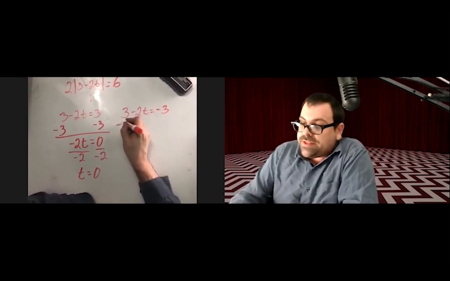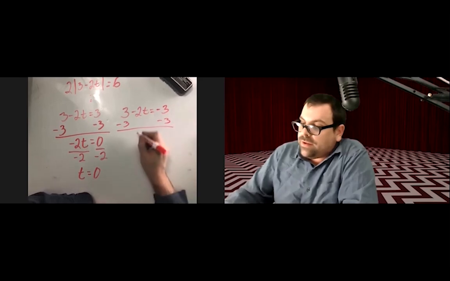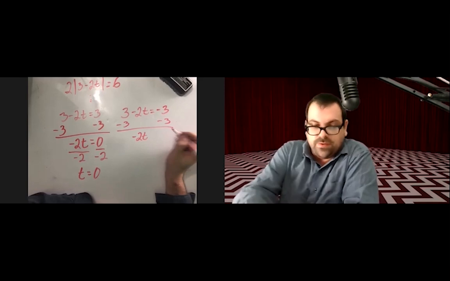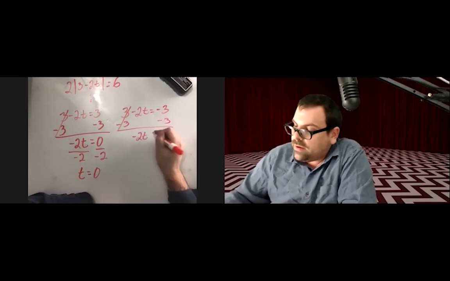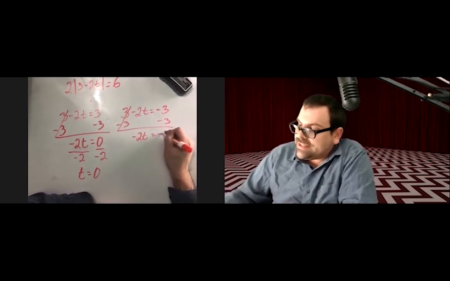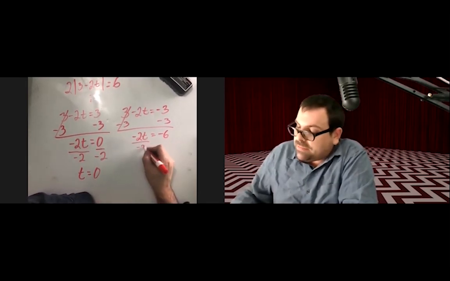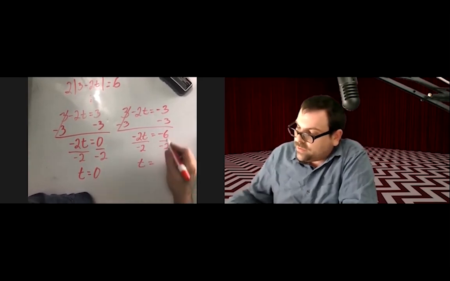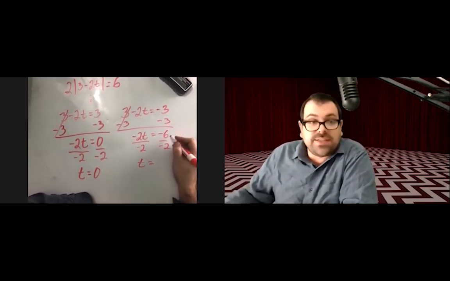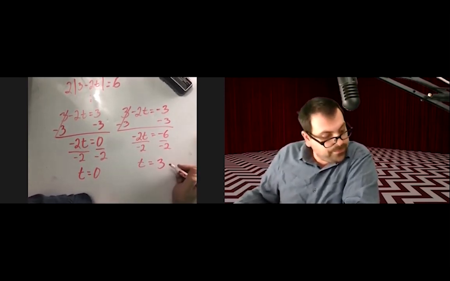Over here, same thing, subtract 3 from both sides. That leaves us with -2t. 3 minus 3 cancels out. -3 minus 3 is -6. Divide both sides by -2. And we get t equals -6 divided by -2 is +3.